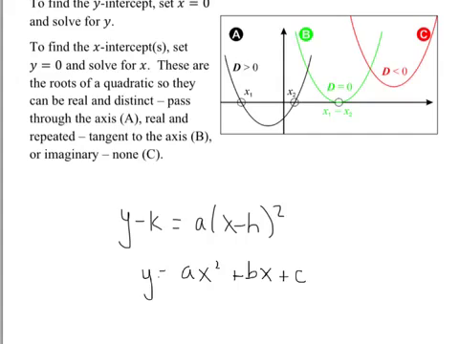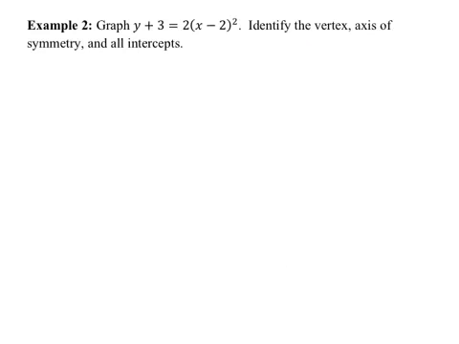And we'll see more of this in the next section, but this is the discriminant we're talking about. It's still the same idea that the discriminant does apply in this case, because you are going to get imaginary roots sometimes, and they won't appear to show up on the graph as x-intercepts. Example 2 says graph y plus 3 equals 2 times the quantity x minus 2 squared, identifying the vertex, the axis of symmetry, and all intercepts.